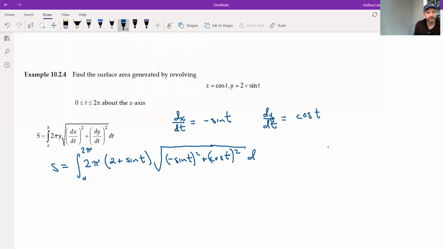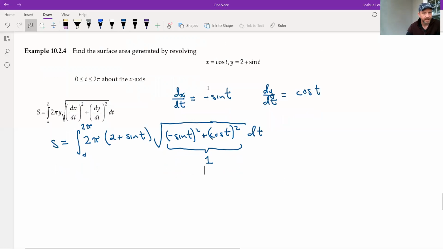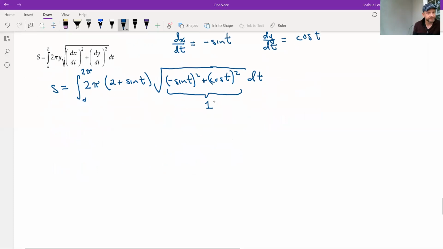And dt. Now, how nice is this? Gotta love it when this happens because that's just 1. And so what do we have? Well, we have 2 pi times the integral from 0 to 2 pi of 2 plus sine t dt.